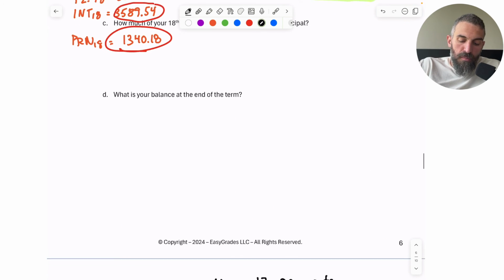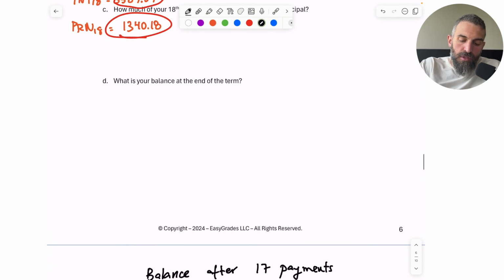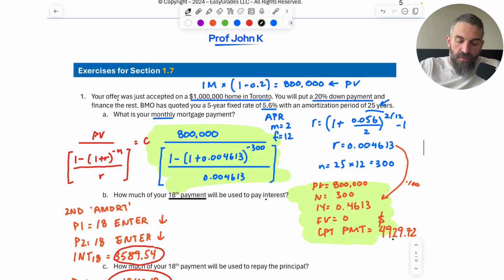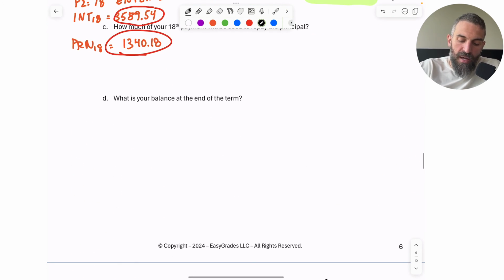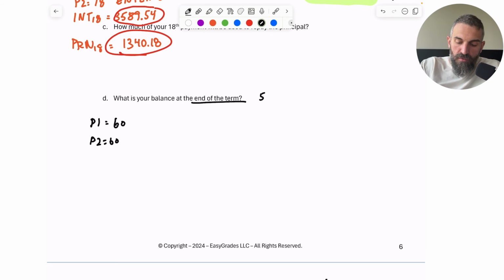Okay, what is your balance at the end of the term? So the term, remember in the question, was 5 years. So they're essentially saying, what is your balance after 5 years? Well, if you're going to be using your financial calculator, all you need to do is set your P1 and your P2 to 60, right? Because 5 years times 12 is 60. So they're essentially saying, after you've made 60 payments, what do you still owe? So what's your balance, right?